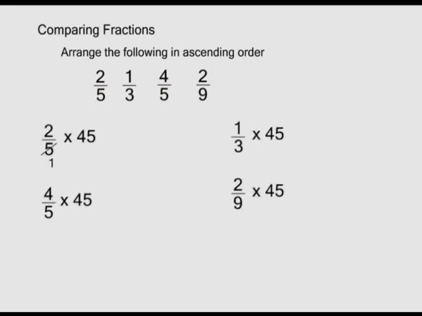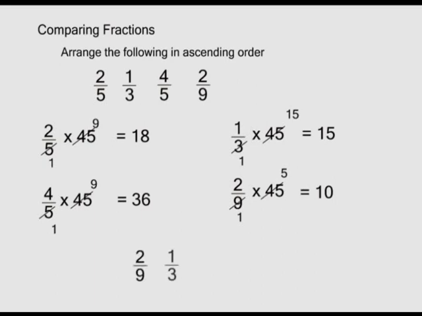2 over 5 times 45 is 18. 1 over 3 times 45 is 15. 4 over 5 times 45 is 36. 2 over 9 times 45 is 10. So the order is 2 over 9, 1 over 3, 2 over 5, and 4 over 5.